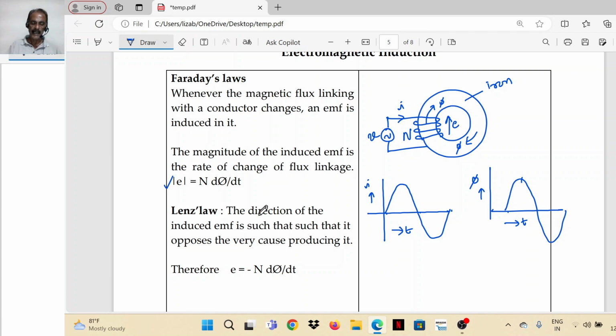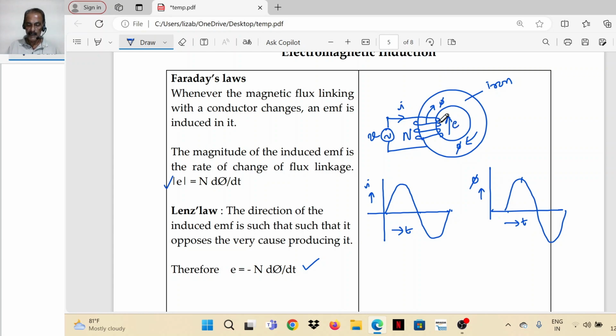And its direction is given by Lenz's law. The direction of the induced EMF is such that it opposes the very cause producing it. It is opposite to the applied voltage here, and the current also. So the induced EMF final equation is minus N into d phi by dt.